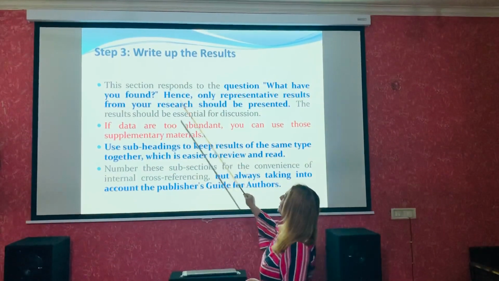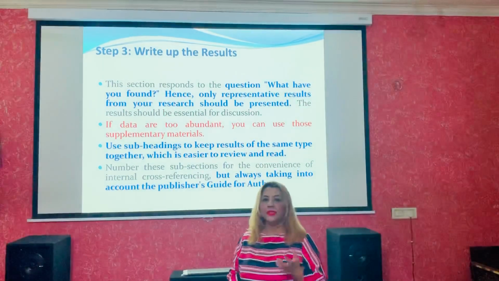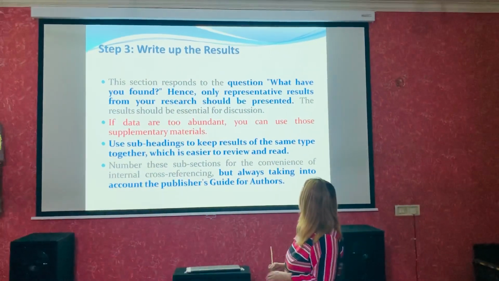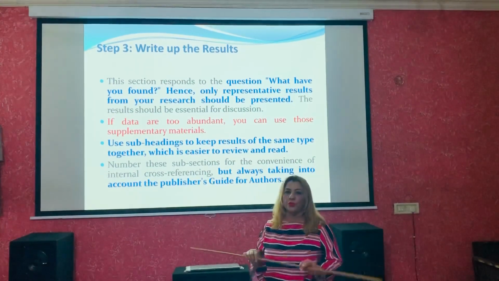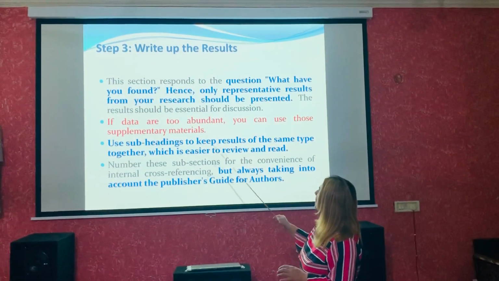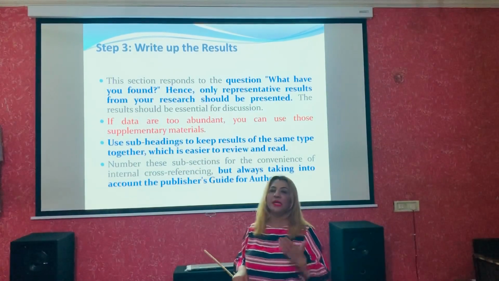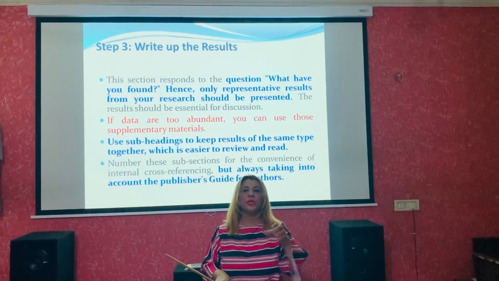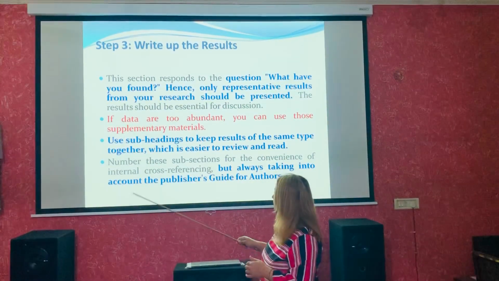So the third step is to write up the results. It is all about presenting your research investigations, and in this section only the representative results from your research should be presented. If the data are too abundant, then you can use that data as supplementary material. You need not include all the data in the text. You can use it as supplementary material at the end of your research paper.